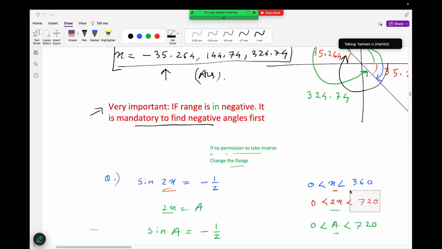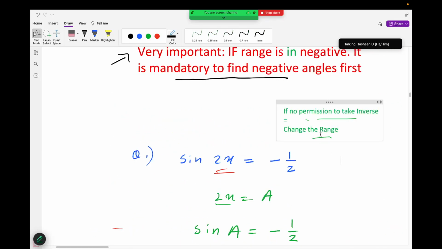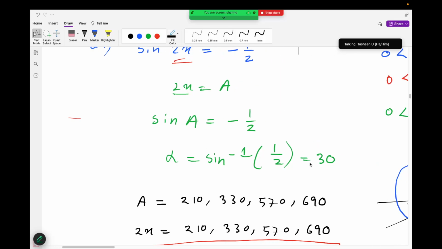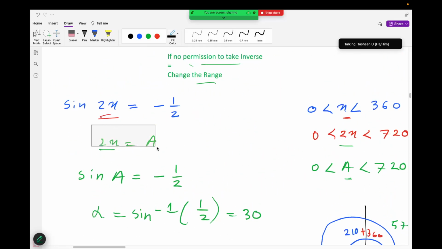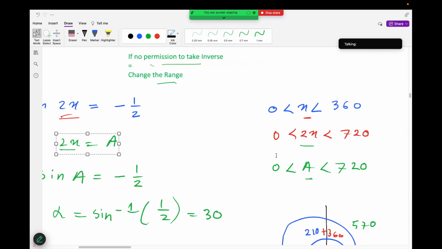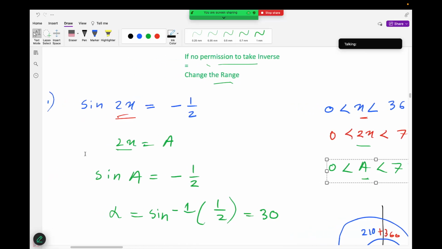You understand? So the next step is, if you have no permission to take inverse, then change the range. Then you substitute 2x with a, and you find a is greater than 0, less than 720. You understand? So now you find sine a equals negative half, and everything else is the same.